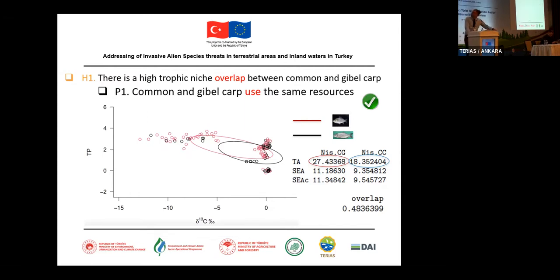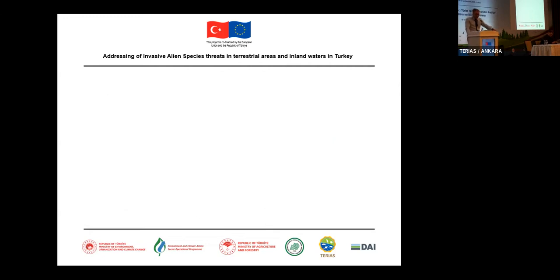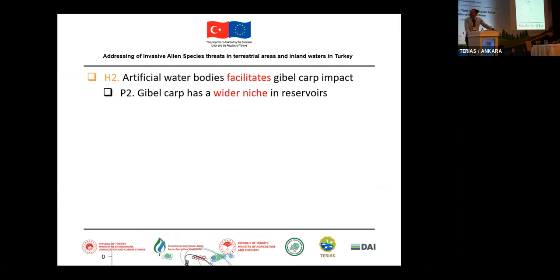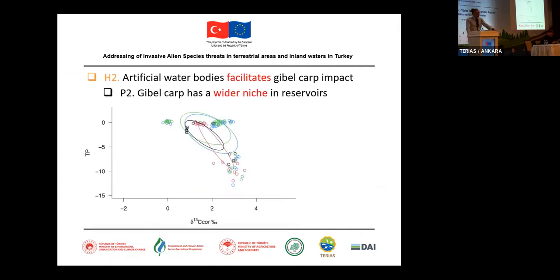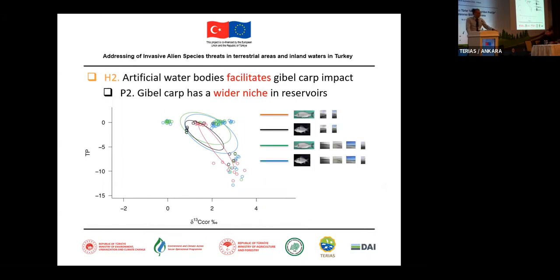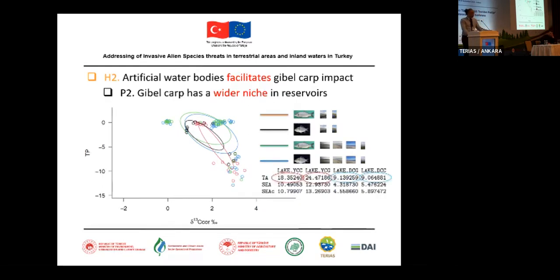The second one is that artificial water bodies somehow facilitate the gibel carp impact, and we predicted that gibel carp has a wider niche in reservoirs. Although it seems a bit complicated, this is also somehow confirmed. As you see, in the natural lakes, they occupy a narrower or smaller niche area compared to reservoirs.